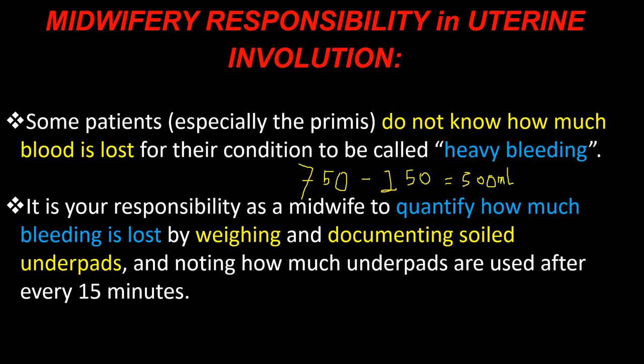Aside from that, you can also note how many underpads are used every 15 minutes. If the patient changes to a new diaper or underpad every 15 minutes, that is already considered heavy bleeding. Therefore, what do we do? Massage the uterus, apply an ice pack, and what else? Stimulate the uterus to contract by allowing the child to breastfeed, and then report immediately to the doctor. So those are your midwifery responsibilities for primiparous patients.